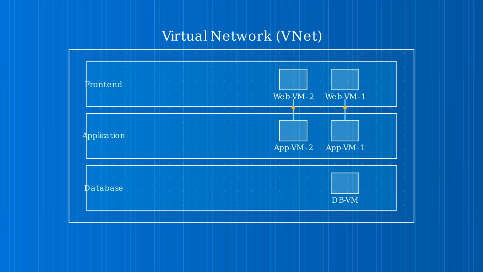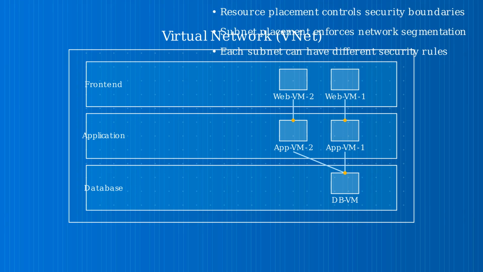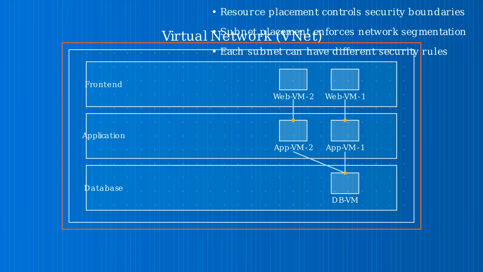Organizing resources into different subnets allows you to control communication between them. Here, web servers can communicate with application servers, and application servers can communicate with the database server, but there's no direct connection between web and database layers. Deploying resources to specific subnets creates security boundaries, enforces network segmentation, and allows you to apply different security rules to each subnet. This network architecture is common in production environments, where separation of tiers improves security and manageability.